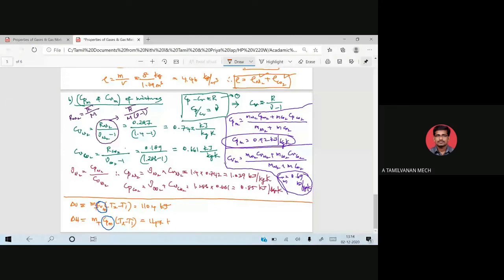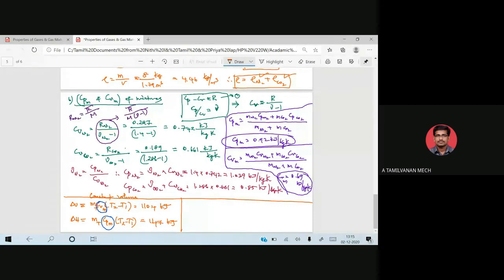So you find delta H as well as delta U if the process takes place at a constant volume. Then the third one is the change in entropy.